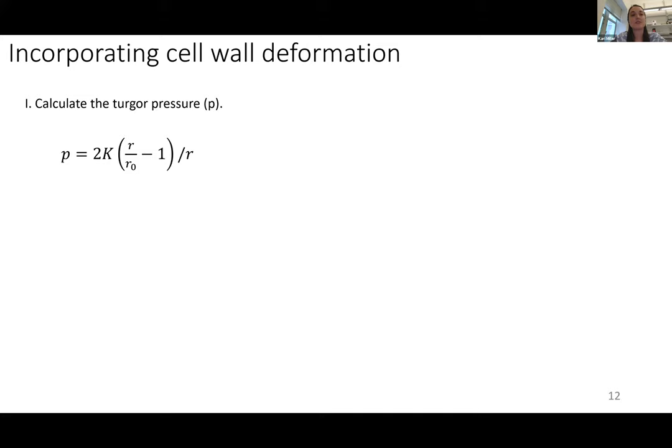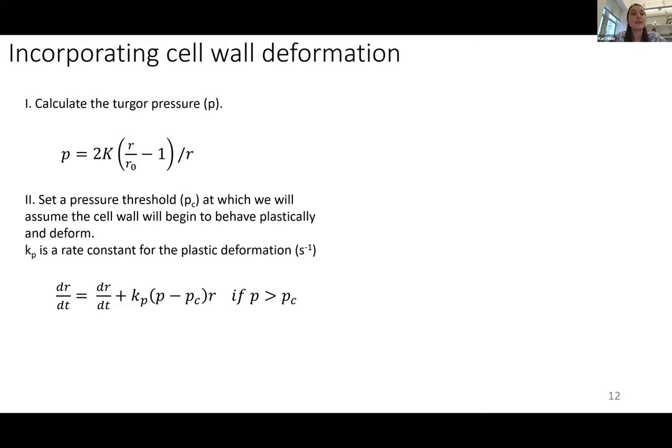So to do this, the first thing we do is calculate a turgor pressure, which is easy to do. We already have the cell wall stiffness and then the size of the cell, the strain of the cell. And then we can set a pressure threshold, so that's PC here. And once the pressure gets to be above the pressure threshold, then we can assume that the cell wall will begin to behave plastically and deform.